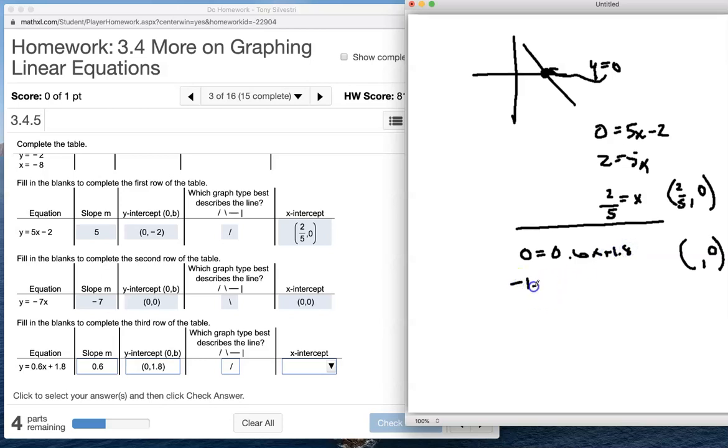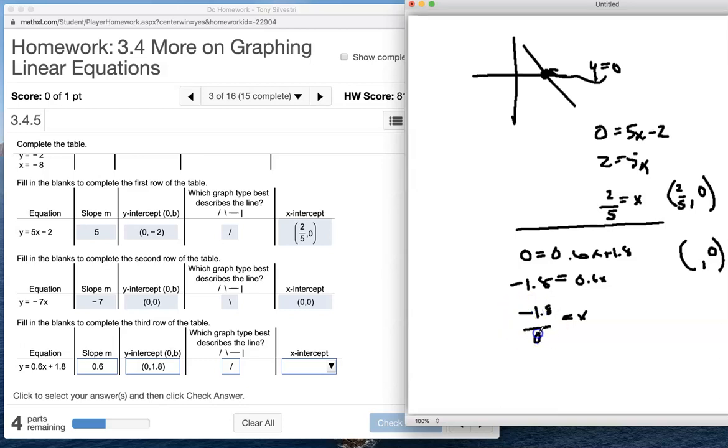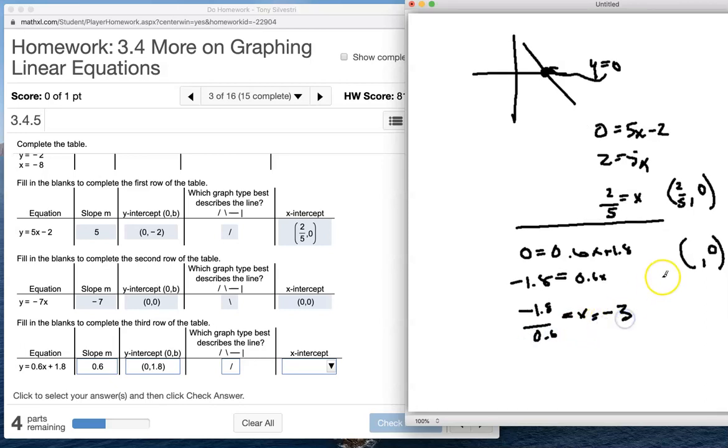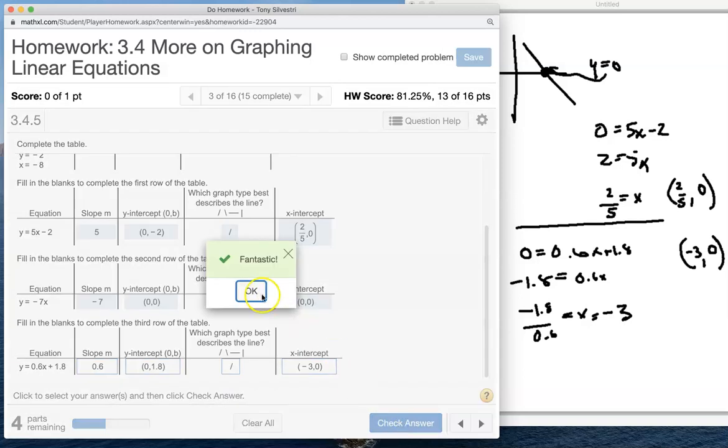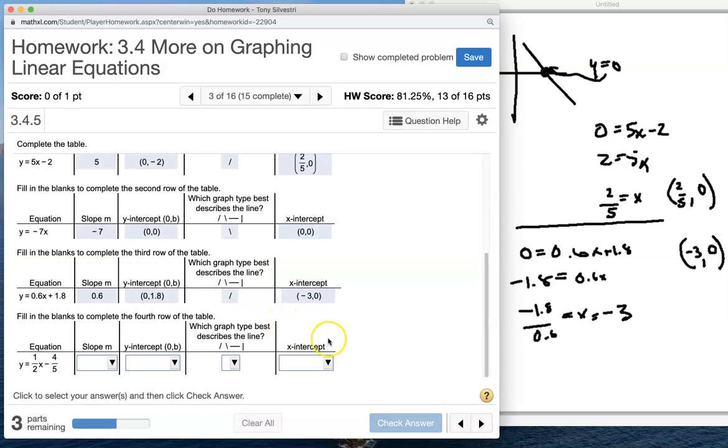Subtract 1.8 from both sides. You get 0.6x. And then divide by 0.6, and that should be a -3. -3 crosses the x-axis at -3. Come on, -3. Check your answer. Fantastic.